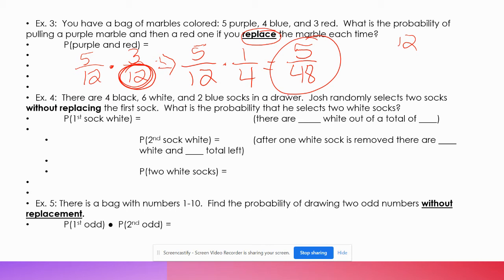Example 4. Now we're talking about socks. And this time we're looking at without replacing. So let's start with how many socks do we have? Well, 4 plus 6 plus 2 is 12 total socks. So our first draw out of the drawer, we have 6 white socks out of 12 total possibilities. And so that's going to be 1/2.